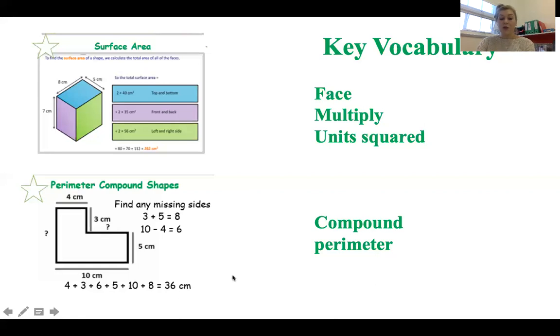And we can see that we've got some missing sides to identify as well. So to find the total perimeter of a compound shape, you would need to add up all of the sides and include any of those missing lengths that we have here as well.